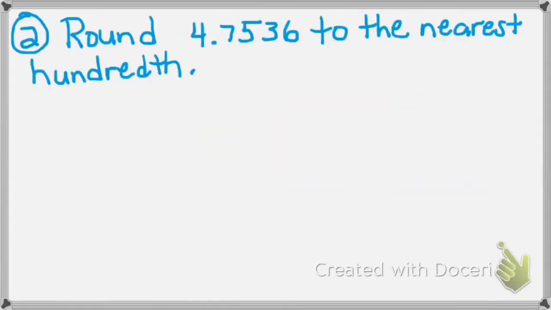Let's try example number 2. Number 2 says round 4 and 7,536 ten-thousandths to the nearest hundredth. So again, I'm going to rewrite my number in the center of the page with room on top: 4.7536.